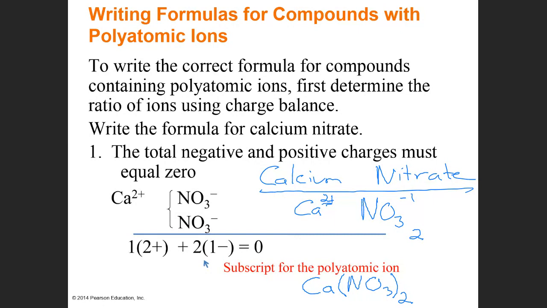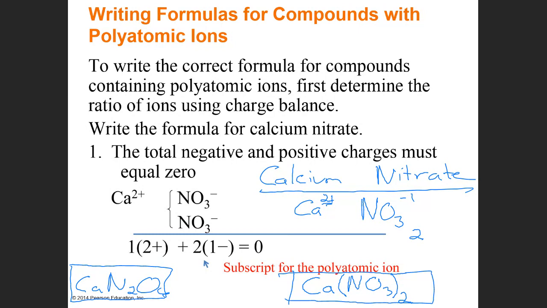Now, you could say, well, could you distribute the parentheses and say CaN2O6? That is a formula that could represent the same compound. That's true. But when you write it this way, you kind of hide a little bit of the information, and the nitrate isn't as apparent. So we typically will write it this way instead to make that nitrate stand out.